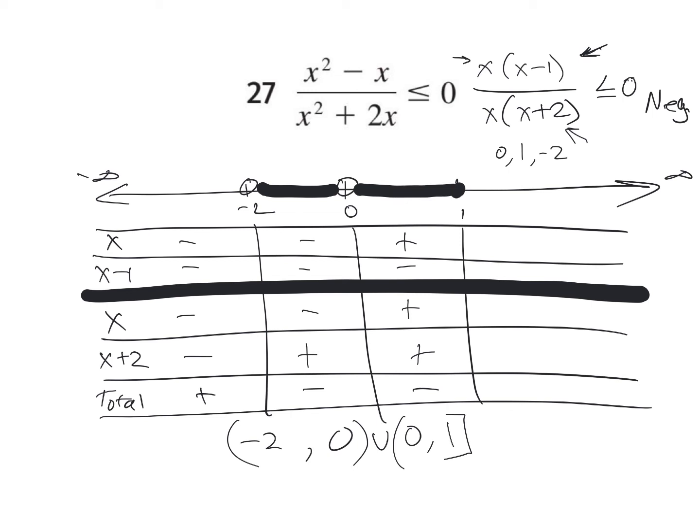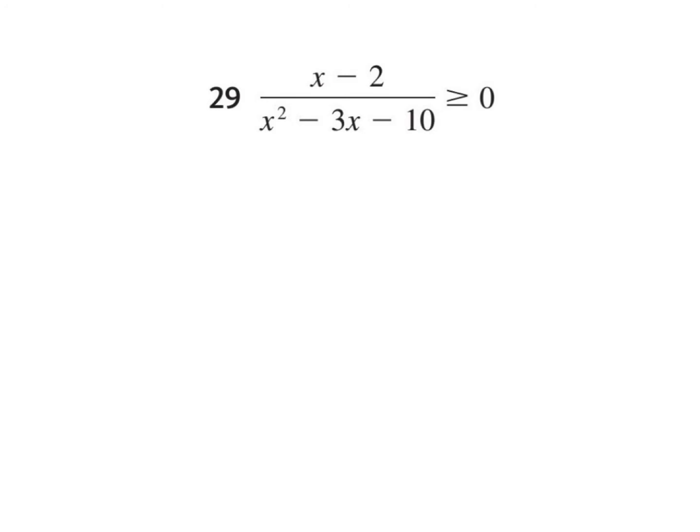And just to make sure, let's check past 1. How about 2? 2 is positive. 2 minus 1 is positive. Positive, positive, positive. All right, now let's check the book and the answer key. There you be. 29. Okay, simplify it. Come back and let's do it together.